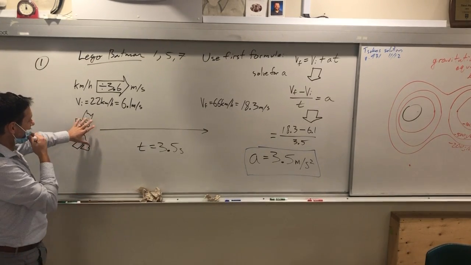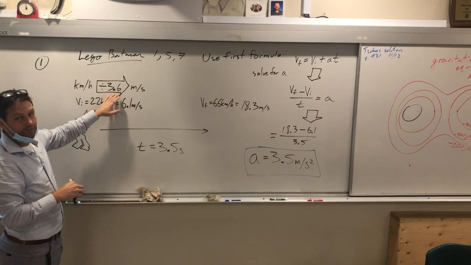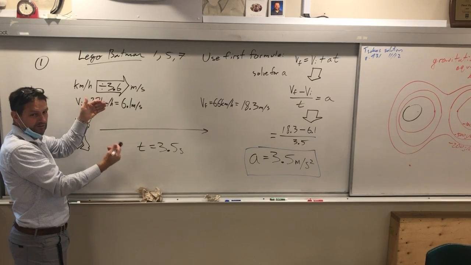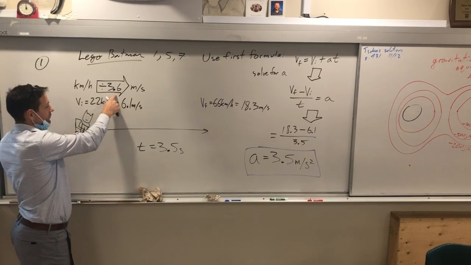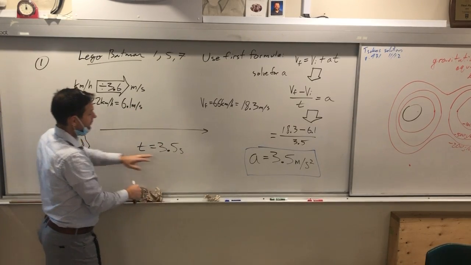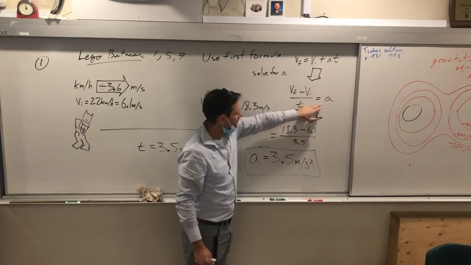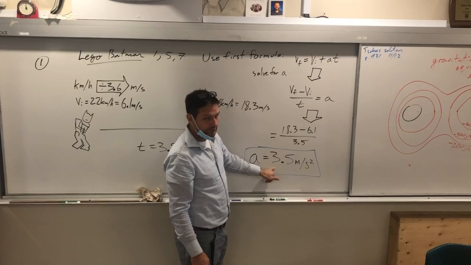You got Lego Batman, you have to do the conversion from 22 kilometers per hour to 6.1. You divide by 3.6 because you're multiplying by 1,000 meters, dividing by 3,600 seconds. So the trick is, that's actually the same as dividing by 3.6. So we do those conversions for both of our velocities. And we know the time. We put that into our first formula, which we manipulate to solve for acceleration. And we get an acceleration of 3.5 meters per second squared.